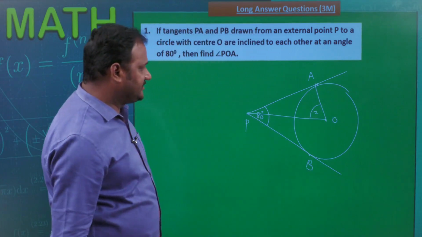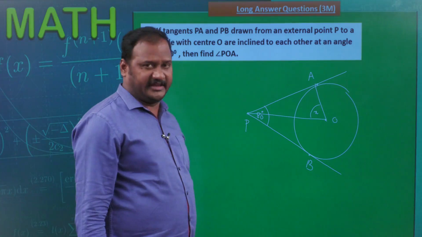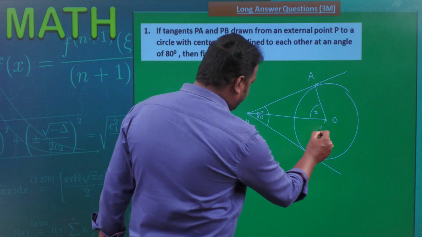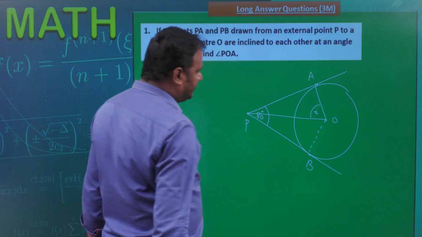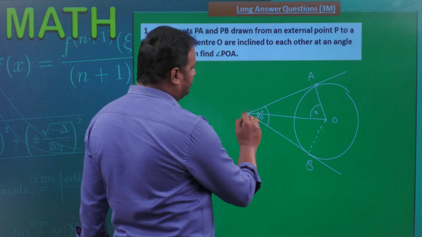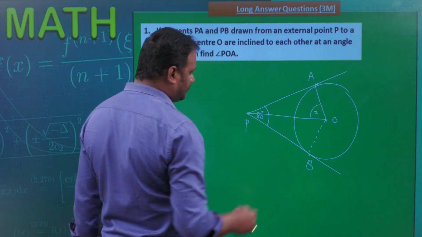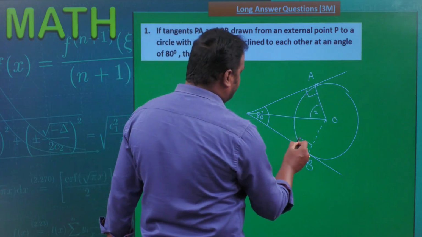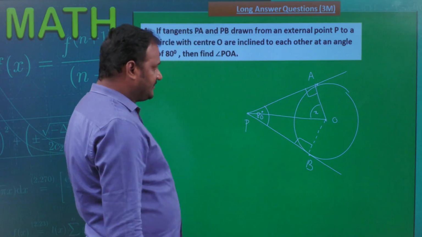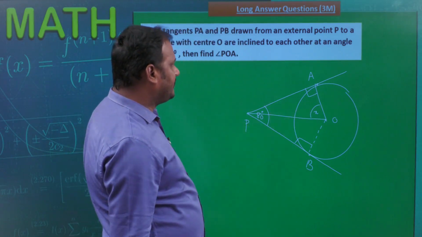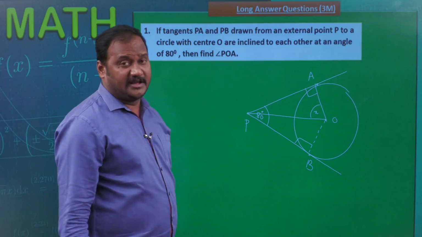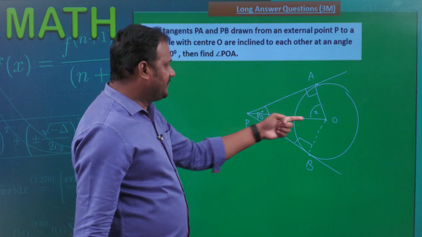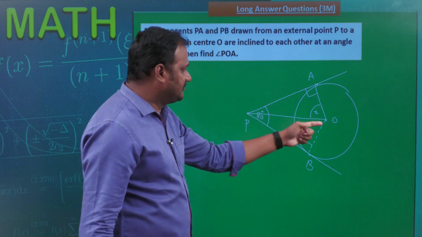See, in order to find this angle POA, first you need to understand one thing: if you join O and B, there are two triangles drawn, POA and POB. Radius is perpendicular to the tangent through the point of contact. So we can say that triangle POA and POB both are congruent by RHS congruence. Right angle equal to right angle, hypotenuse equal to hypotenuse, side is equal to side.